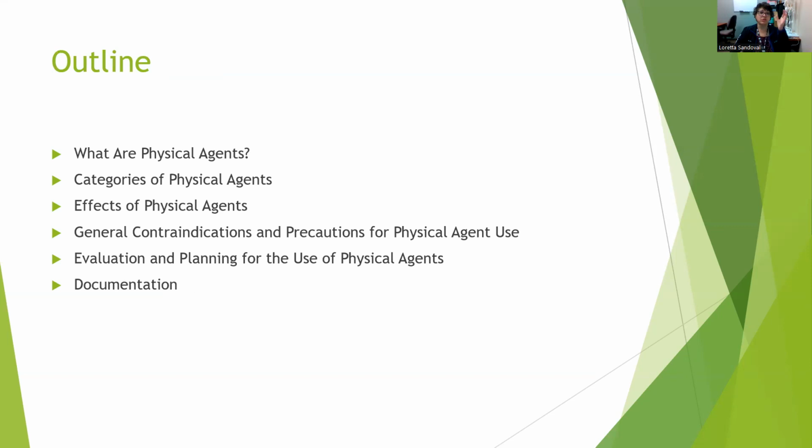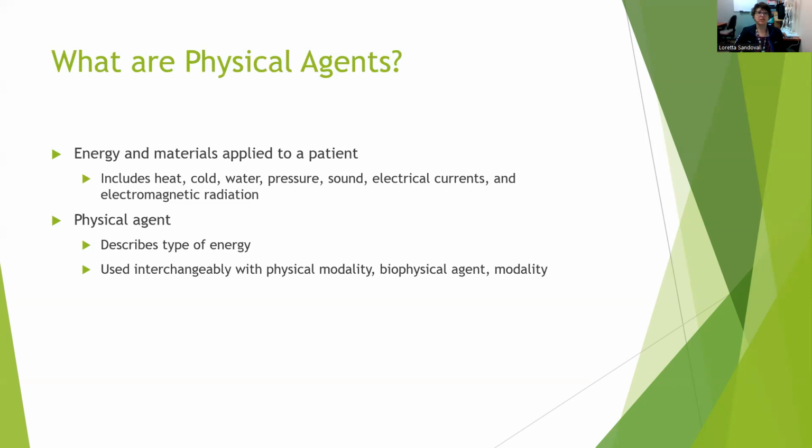So here's our outline. What are physical agents? Categories, effects of physical agents, general contraindications and precautions for their use, evaluation and planning for the use of physical agents, and documentation. So physical agents basically are any energy or materials that we apply to a patient, and this includes heat, cold, water, pressure, sound, electrical currents, and electromagnetic radiation. And we apply these to a patient in order to achieve rehabilitation goals.